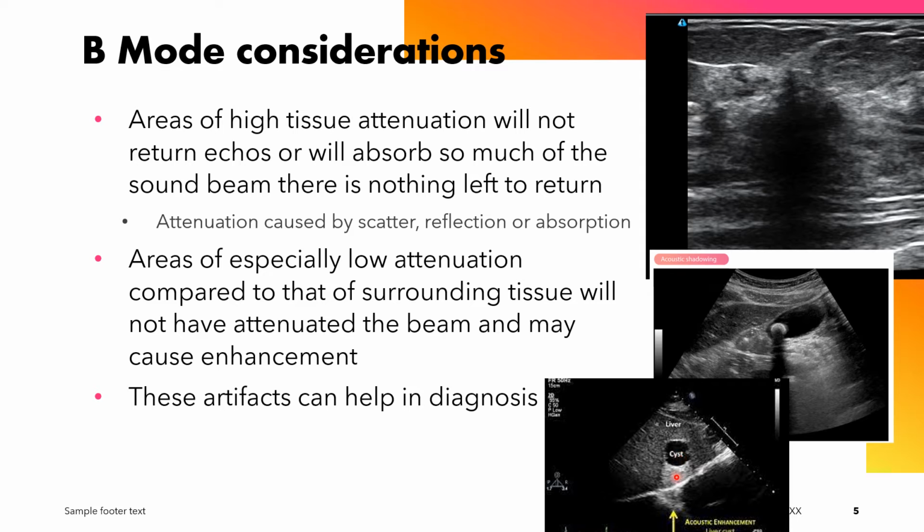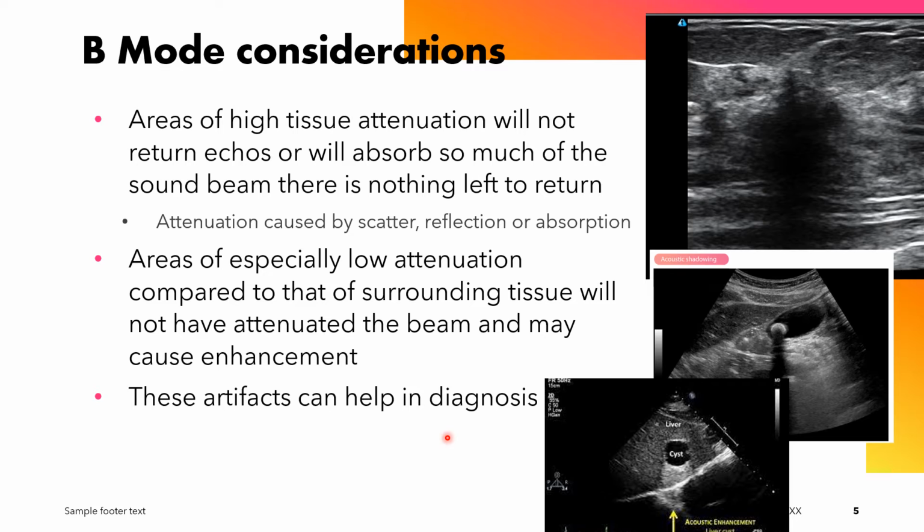So because of that, we will have more sound waves interacting, and those sound waves will create what we call posterior enhancement. So that posterior enhancement is considered an artifact, but it's one that helps us recognize that whatever lies anterior to that posterior enhancement has no or low attenuation qualities, whereas when we have shadowing, we know that whatever lies anterior to that shadow has high attenuation qualities, and that attenuation could either be scatter, reflection, or absorption.